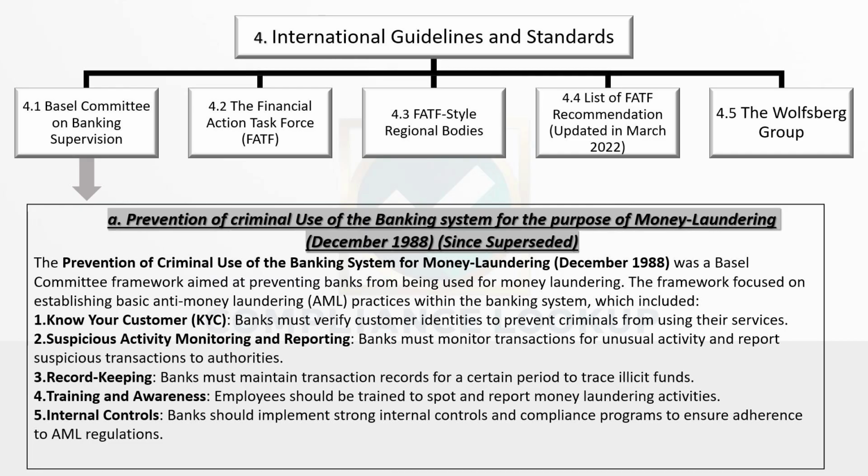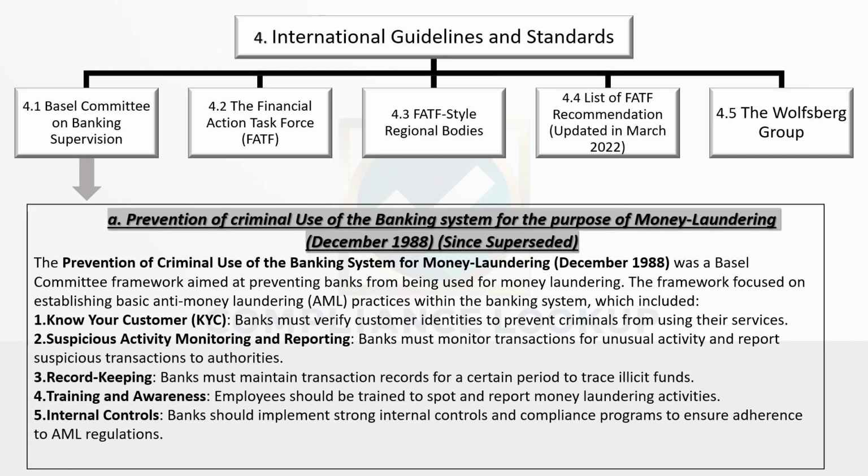Overview of the 1988 Basel Framework. The 1988 guidelines were part of the Basel Committee's efforts to strengthen the global banking system and prevent financial institutions from being used to facilitate criminal activities, particularly money laundering. Money laundering involves the process of making illegally obtained funds appear legitimate by passing them through the financial system.